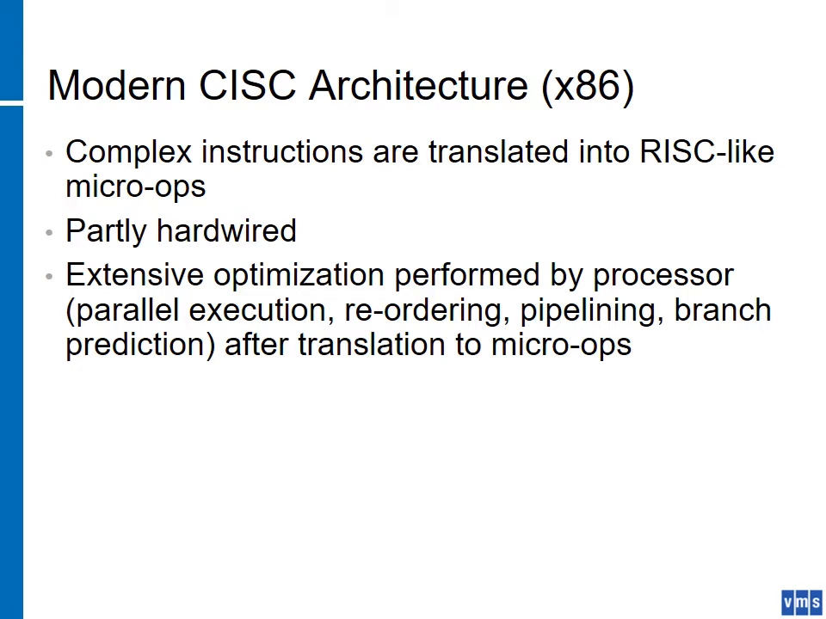And Intel really has been pushing the boundary of what they can do in terms of optimization. So they do parallel execution, reordering, pipelining, and branch prediction after they've translated the Intel instruction into these micro-ops. And they're just dedicating a whole lot of chip real estate to doing these optimizations, and they were able to do things that we couldn't dream of 10 or 20 years ago.